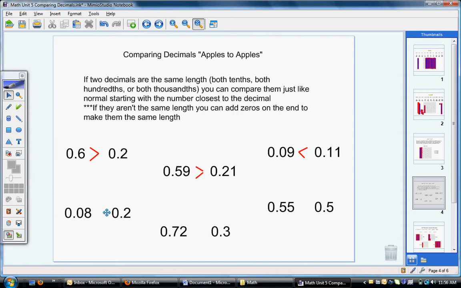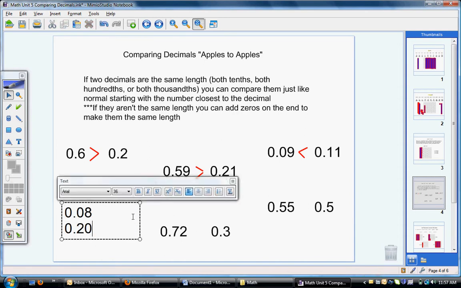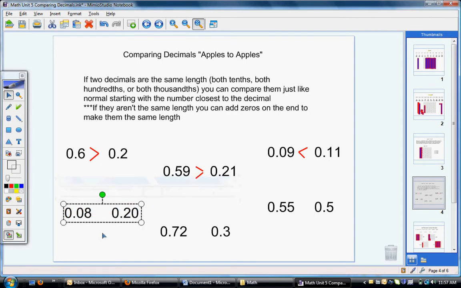Now this one we have a problem. I can see that there's 2 digits in this number, but only 1 digit in this number. I can use that trick of adding a 0 on the end to make it easier for me to be able to compare. So now I have 8 hundredths and 20 hundredths. Now I can see right next to the decimal place I have a 2 and a 0. The 2 is bigger, so 8 hundredths is going to be less than 20 hundredths.